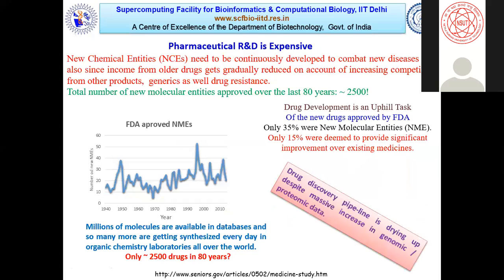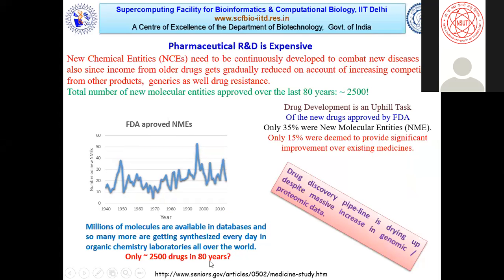And why is it, in spite of having so many millions of compounds, that we are not able to come up with newer and newer molecules? So that's a big question that everybody would like to ask, right? Now, if you look at the number of molecules that have come out in the last 80 years, or you can even go backwards. I've gone up to 1940 here. You know, FDA approved drugs. FDA approved NMEs, which stands for new molecular entities, which are on the way to becoming drug molecules, which are patentable, right? So only 2,500 drugs in the last 80 years.